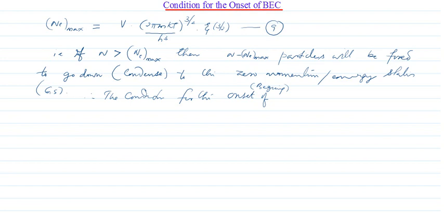Okay, onset, beginning. One condition for the onset of the Bose-Einstein condensation phenomenon is that N, the total number of particles in the system, should be greater than Ne max. Or we can talk about it in terms of density also. If we bring V over here, it becomes the particle density.